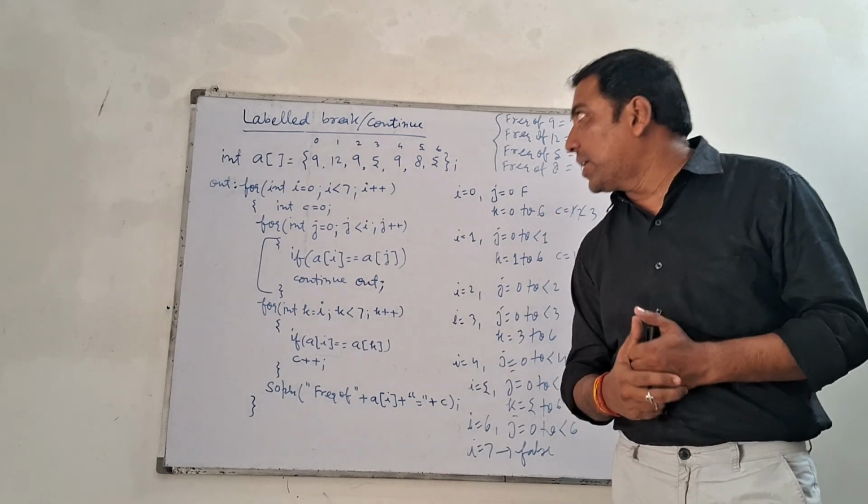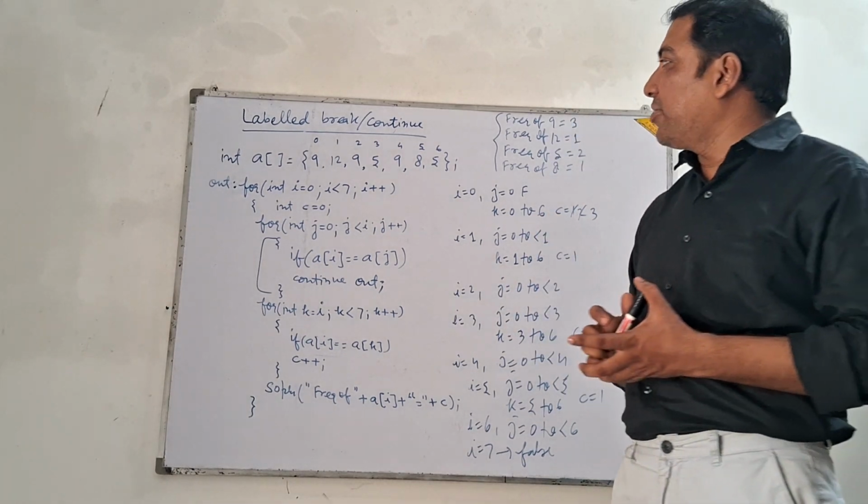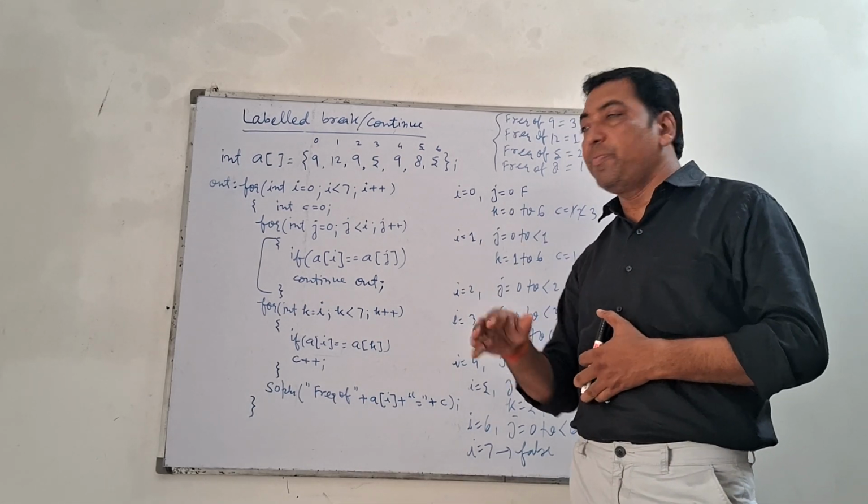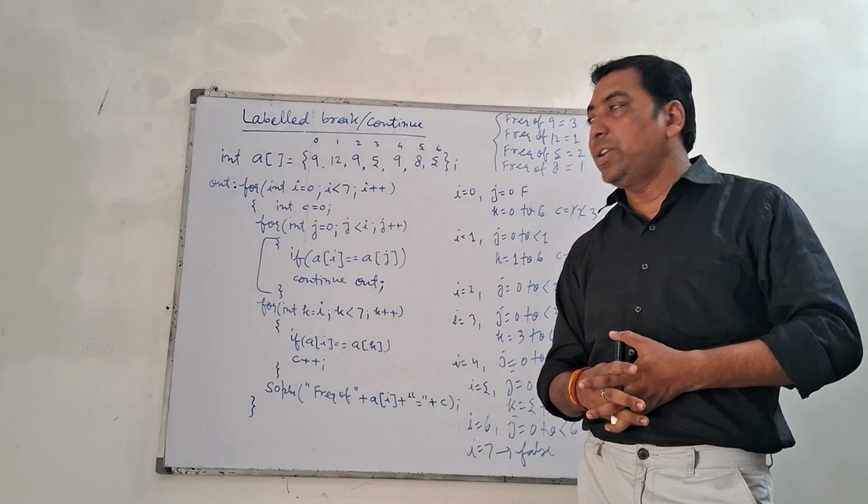So the conclusion is what? Labeled break or continue breaks or continues the outer loop. While working in an inner loop, if you want to control the outer loop, you can use labeled break or continue.